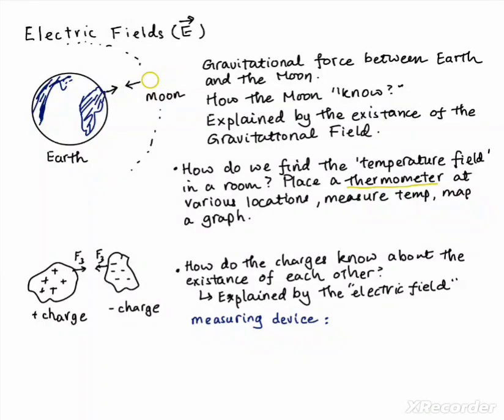So let's talk about electric fields. And electric fields are vectors, meaning they have a magnitude and a direction.